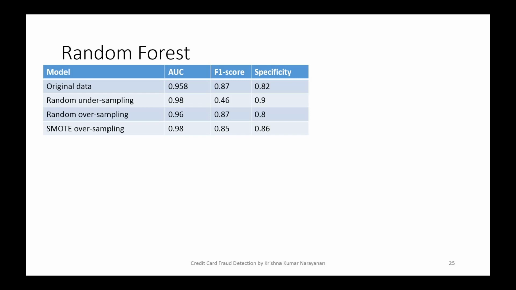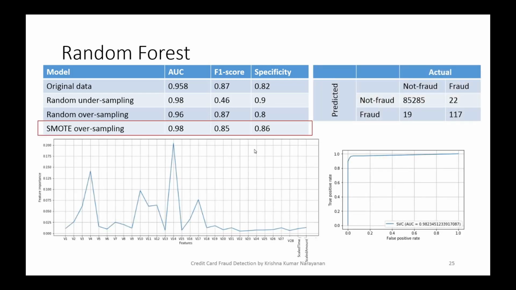Then I did the ensemble method, random forest, on all the 4 different data sets, and from the results you could see that the best performing one is the one trained over the SMOTE oversampling data set, where we have an AUC score of 0.98 and an F1 score of 0.85. This is a considerable improvement over the support vector machine method, and we also have a very high specificity of 0.86.